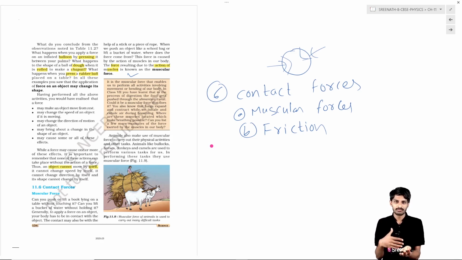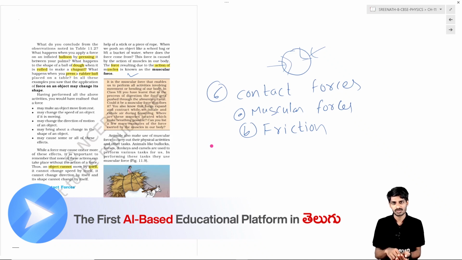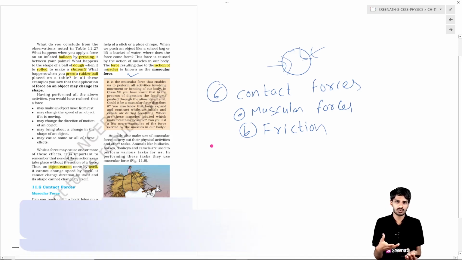What is this force? That is muscular force. Why muscular force? Here I am pulling, and pulling means there must be a force. Then what is that force? That force is muscular force. Why? Because in order to pull this, how am I getting the force?